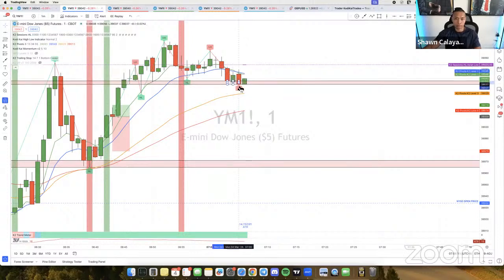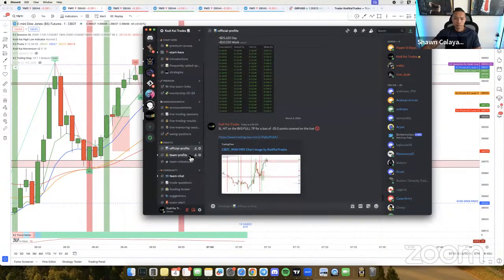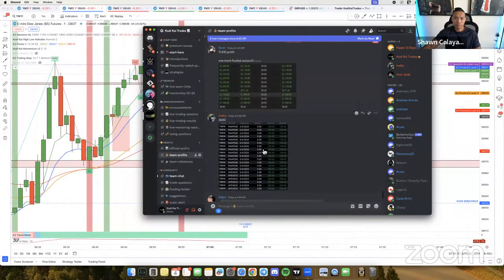Level got knocked down a little bit right here. Nice. All right, so Daniel got his trade and he's done for the day. All right, let's take a look at the team profits for the day so far.